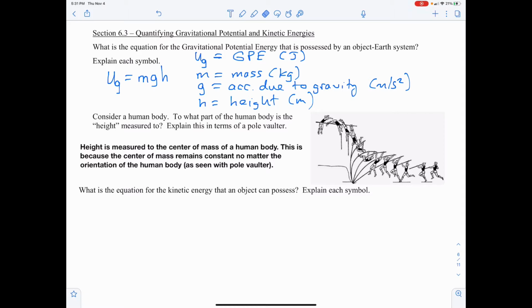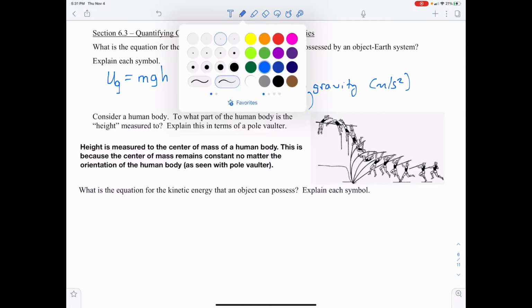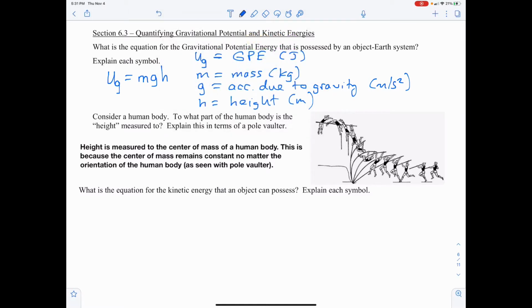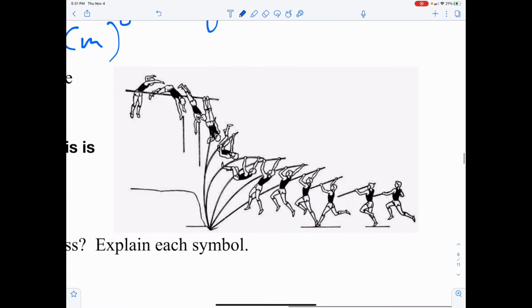If you look at the pole vaulter over to the right, I'm going to draw a blue dot to represent the center of mass of the pole vaulter, right here, right here, and right here. So what we can see is it's the center of mass that has to get over the bar, not necessarily arms and legs. Yes, you have to work arms and legs over the bar, but it's the center of mass that really has to get over the bar.